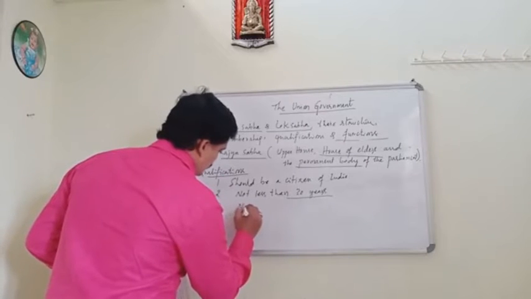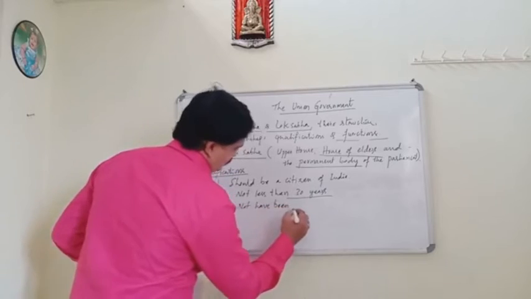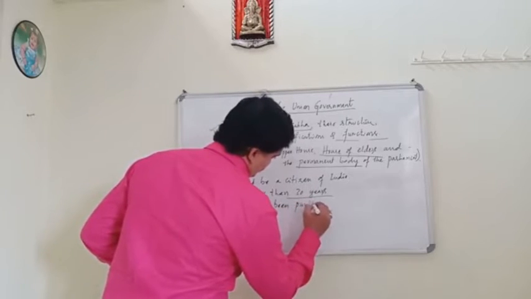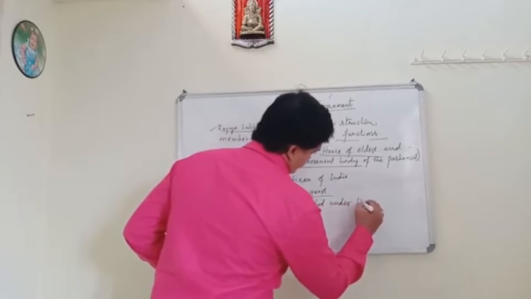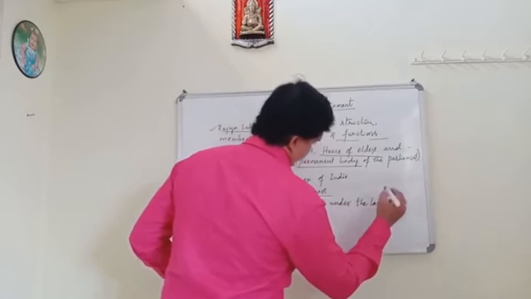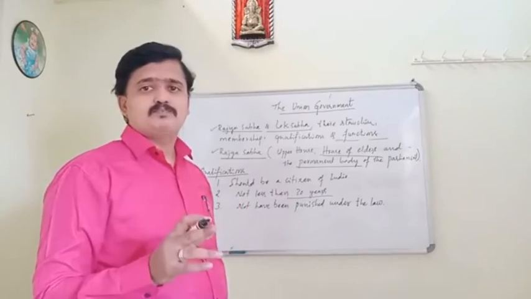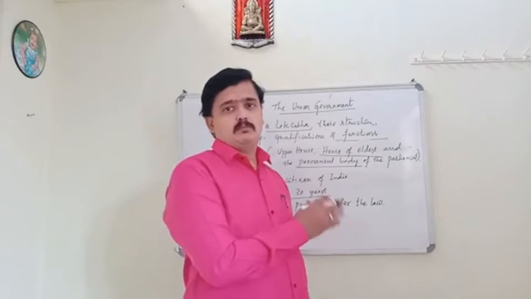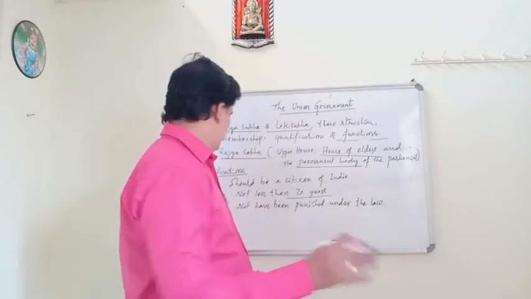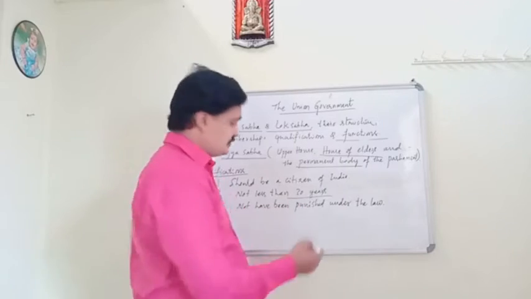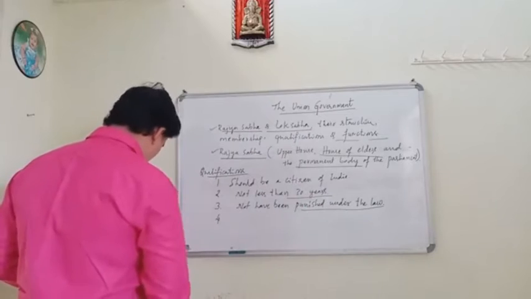He should not have been punished under the law. Who? The person who wants to become a member of the Rajya Sabha. So he should not have been punished under the law here. That is one. And another one is here.